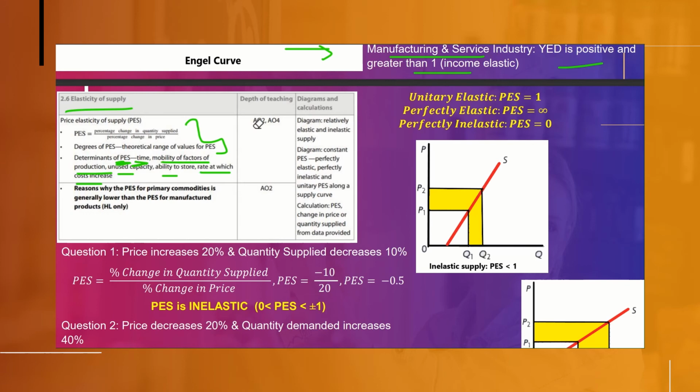So once again, quickly pointing out the determinants of PES. Time is one factor that is going to affect PES, and the mobility of factors of production is another factor, and unused capacity, ability to store, and the rate at which cost increases, which means cost of production.